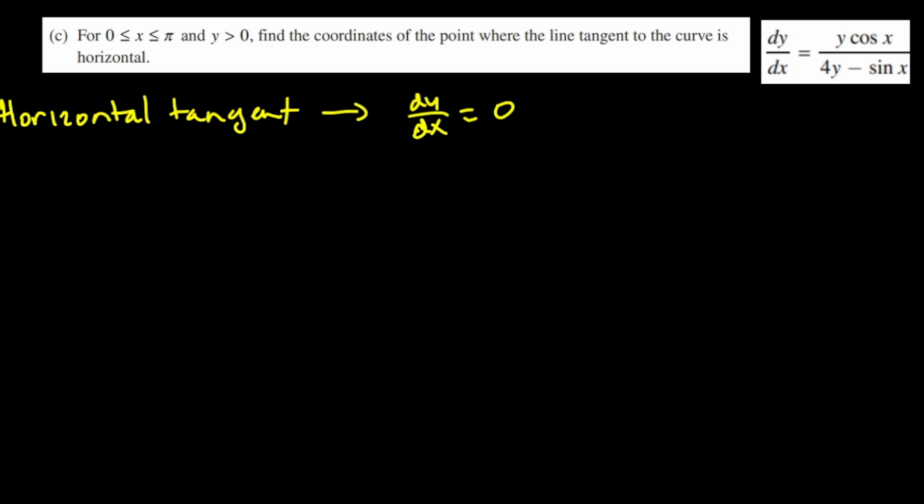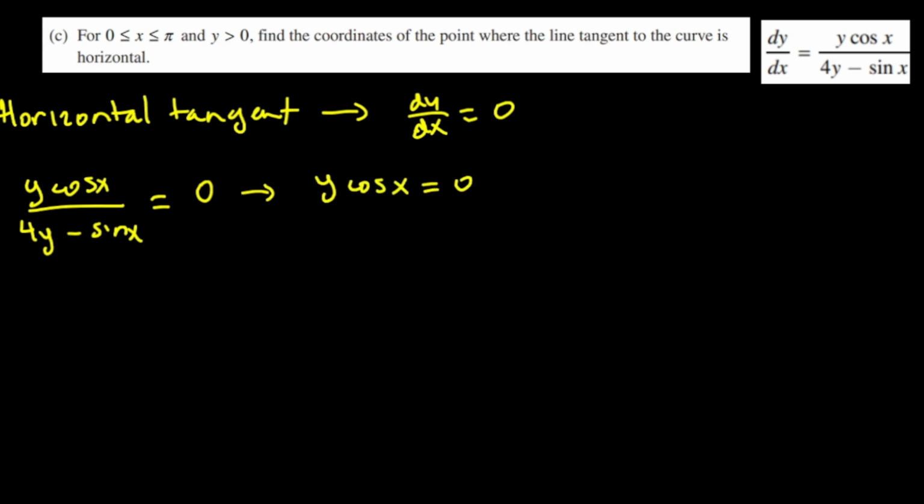Now, since dy dx is y cosine of x over 4y minus sine of x, and we were asked to find where this equals 0, a fraction only equals 0 where the numerator equals 0. So y cosine of x equals 0.